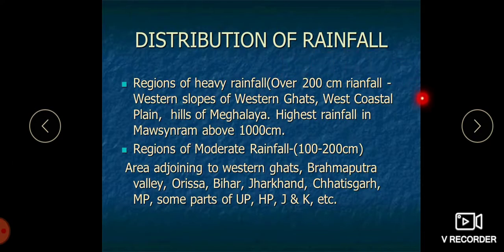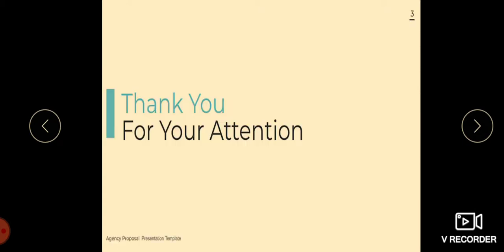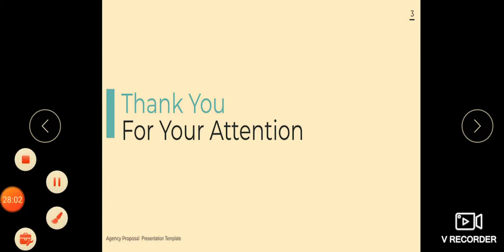So the distribution, all that I told, I have written here, children. You have to copy this down, and these are the terminologies I gave you in the second and third slide. So you should know about this. With this we finish the third chapter, the Indian climate. Thank you, children.